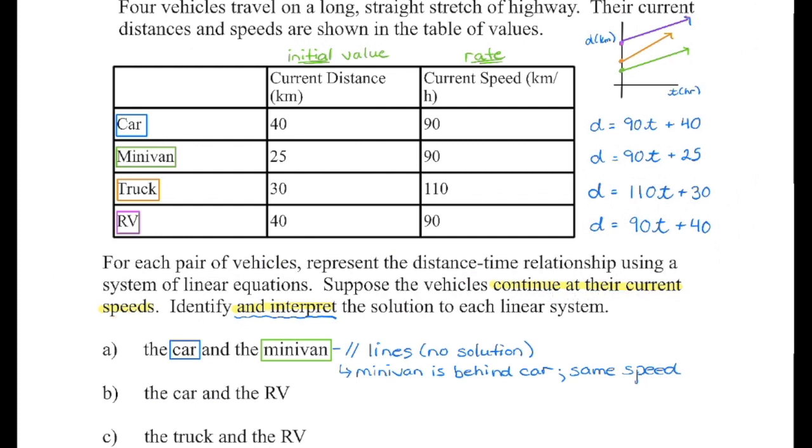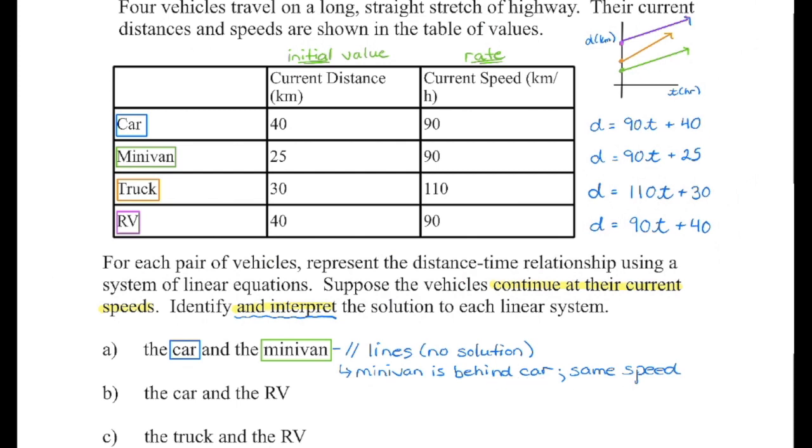So in the first example, we're comparing the car to the minivan. If we take a look at the graph, my car is in blue, my minivan is in green. I can tell the car is further ahead than the minivan, but because they're both traveling at the same speed, the minivan is not going to catch up to the car. The minivan is always going to be behind the car.